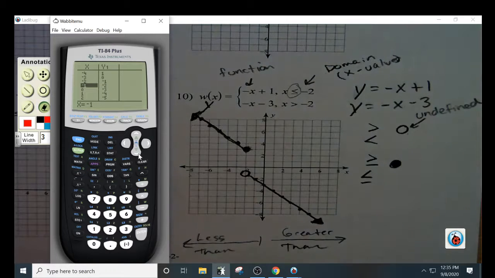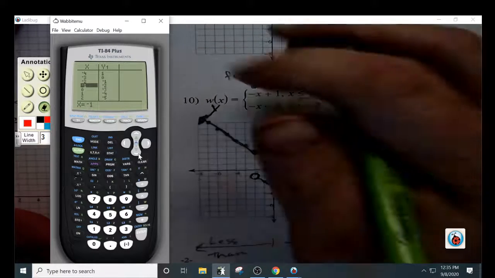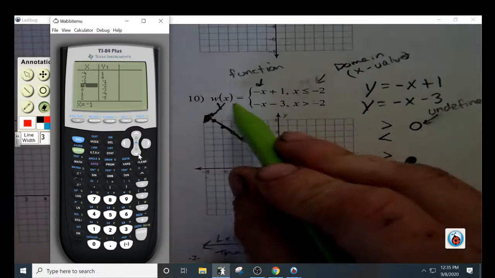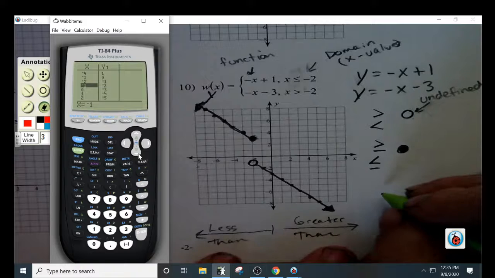Now, let me show you another thing they may ask you. Now, guys, my variable here is W. Okay? So what if it had this?